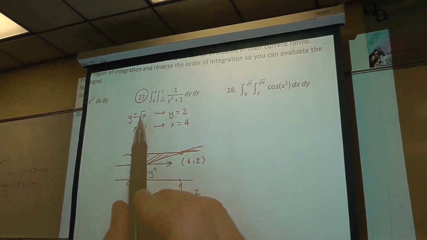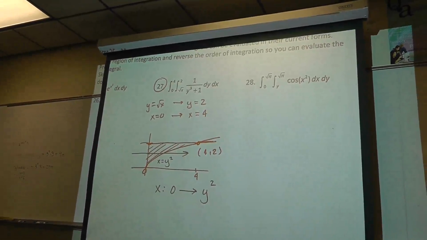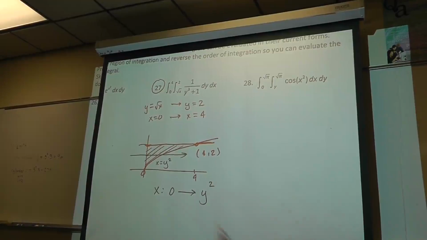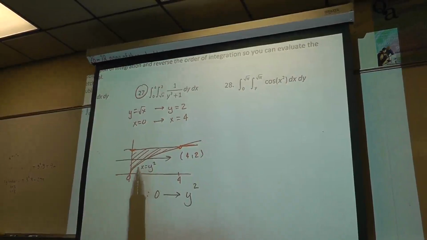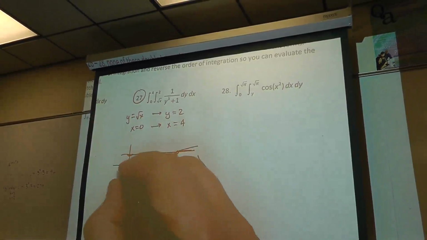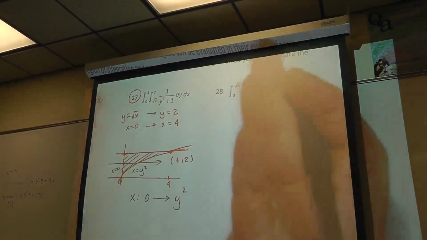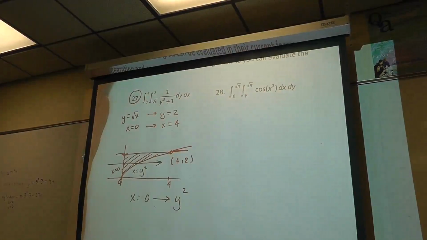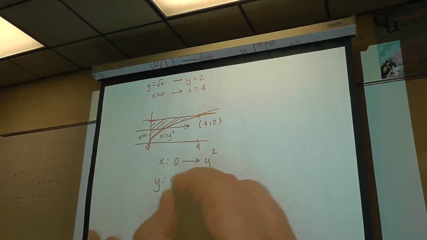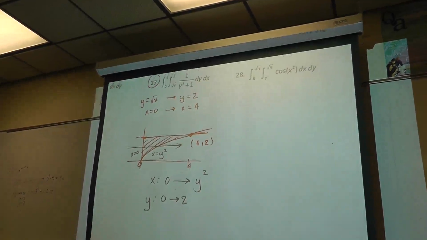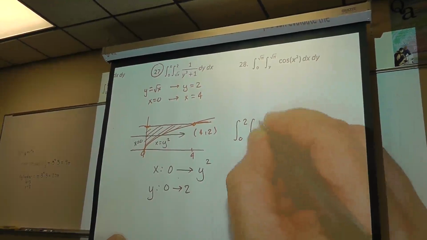When you're doing y limits, the equation has to be in the form of y equals something: y equals root x, y equals 2. When you're switching to x limits, you have to have the equation as x equals something. So you solve this for x, square both sides, and that becomes x equals y squared. x will enter at x equals 0 and exit at x equals y squared. Then when this is flattened to the y-axis, what are the y limits left? 0 to 2. So the limits are 0 to 2 for y, and 0 to y squared for x.